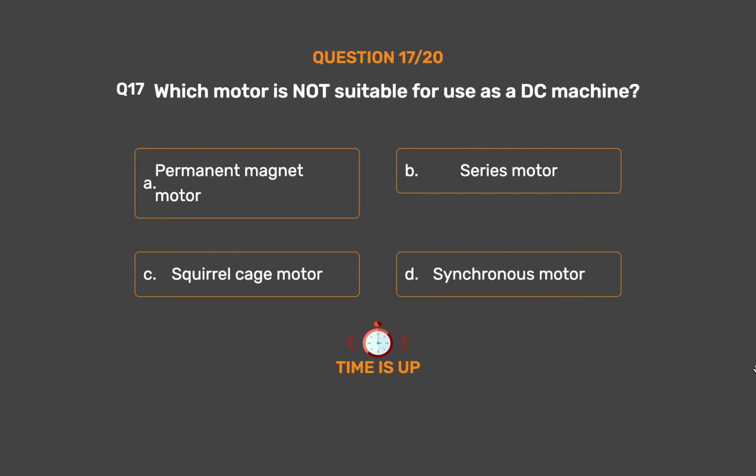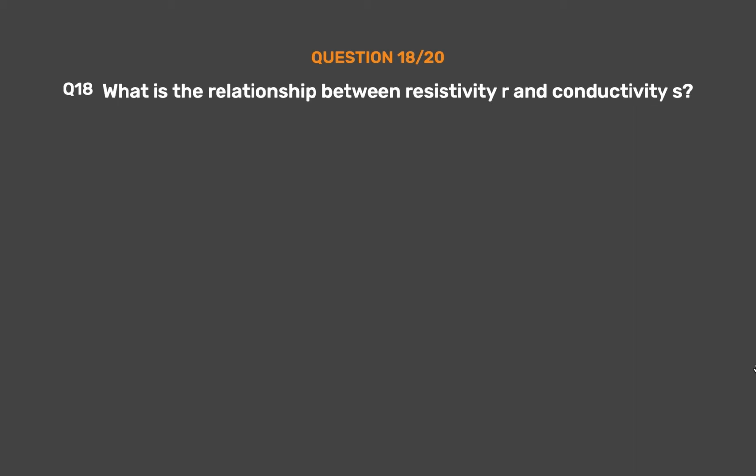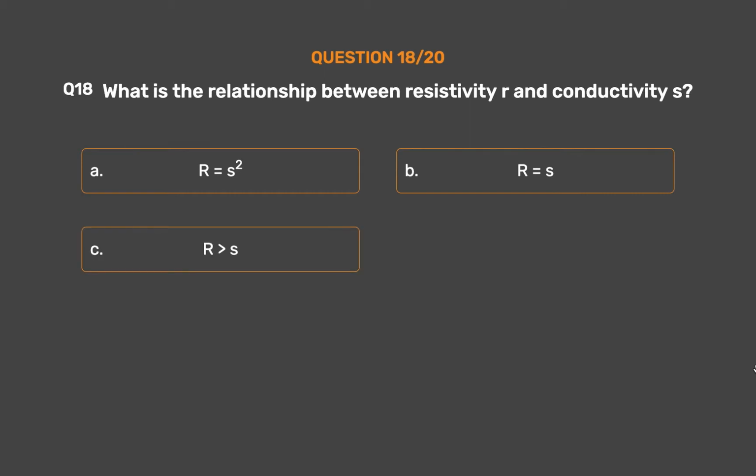The correct answer is option C, squirrel cage motor. The squirrel cage motor is the only one without any connection to the armature. Question number 18. What is the relationship between resistivity R and conductivity S? Option A, R equals S squared. Option B, R equals S. Option C, R greater than S. Option D, R equals 1/S.